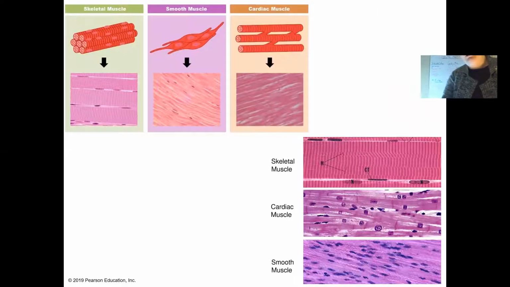This is just comparing the three tissue types. Skeletal muscle, look at those nice, beautiful striations. Cardiac, you still have striations, but what you really notice here are these intercalated discs. Also, I want to point out, where are the nuclei in cardiac? Right in the middle, right? How about here? Right on the edges for skeletal muscle. Here's smooth muscle, no striations.